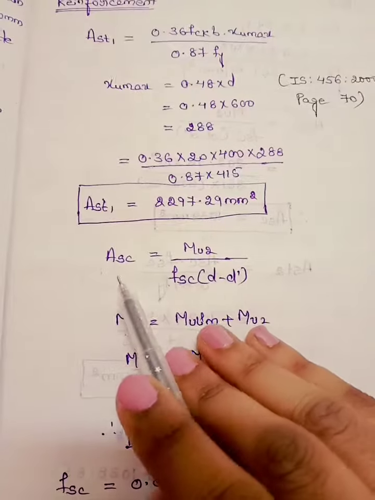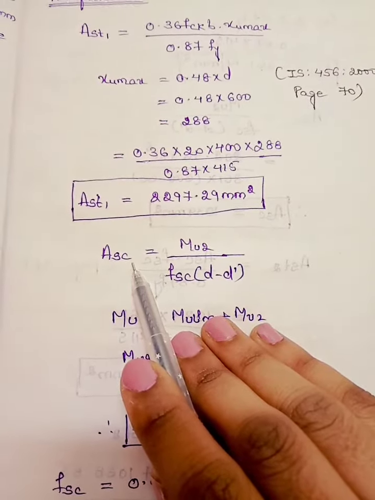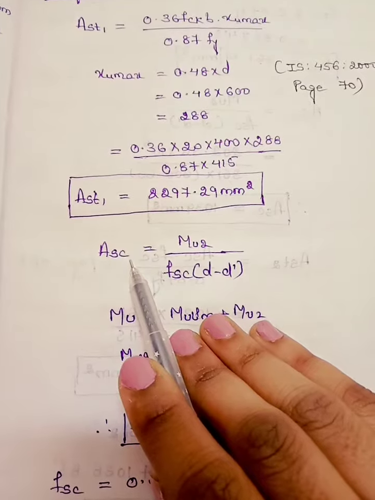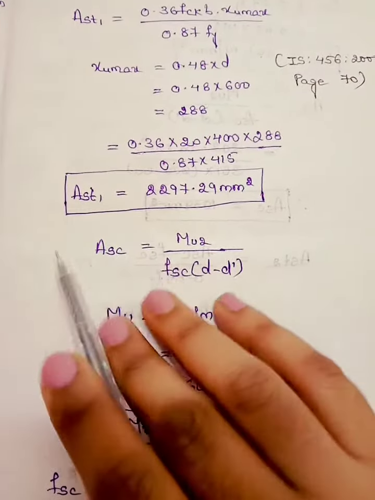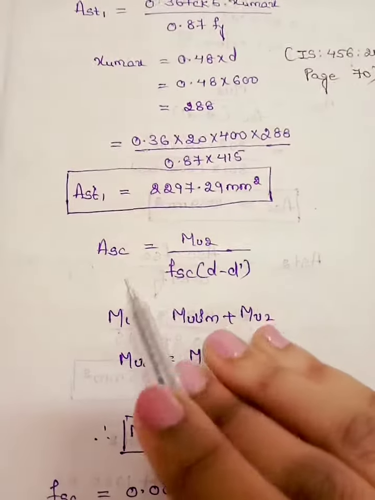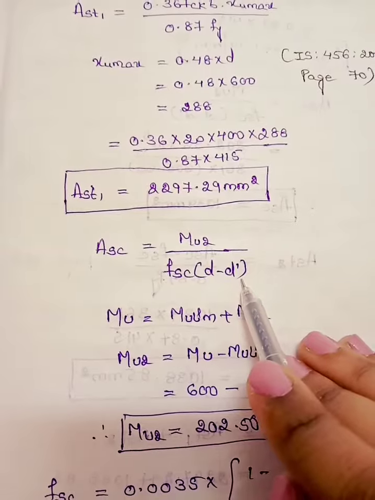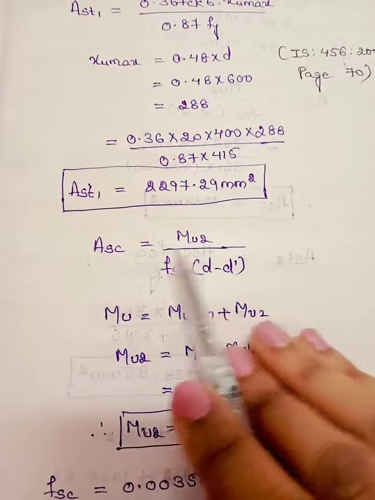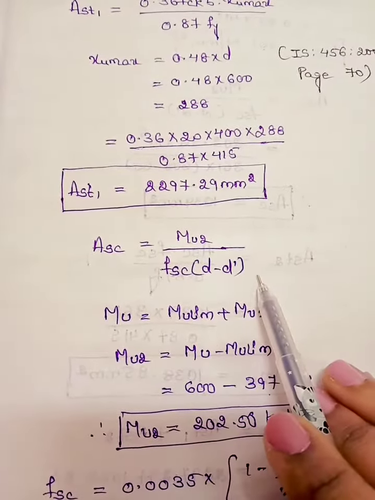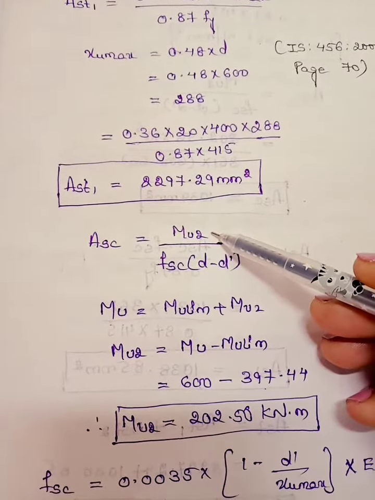We need to find AST2 also, and before that we'll find ASC, because in AST2 we need the ASC value too. ASC is equal to Mu2 divided by FSC into D minus D dash. Here we don't know the Mu2 value.